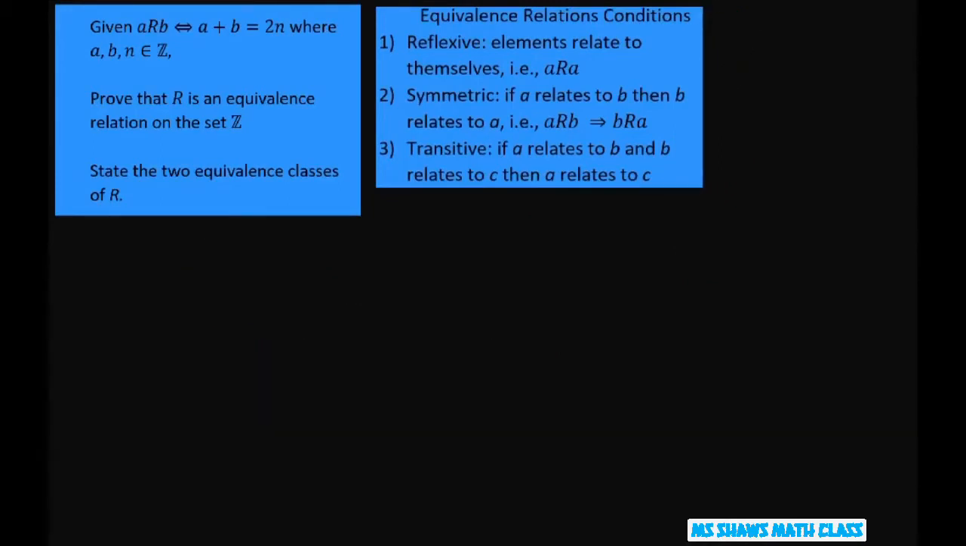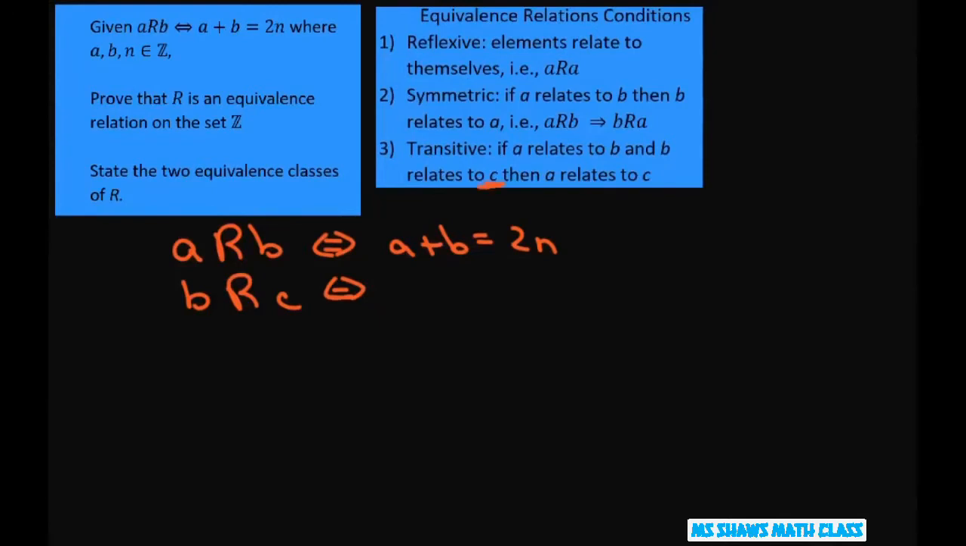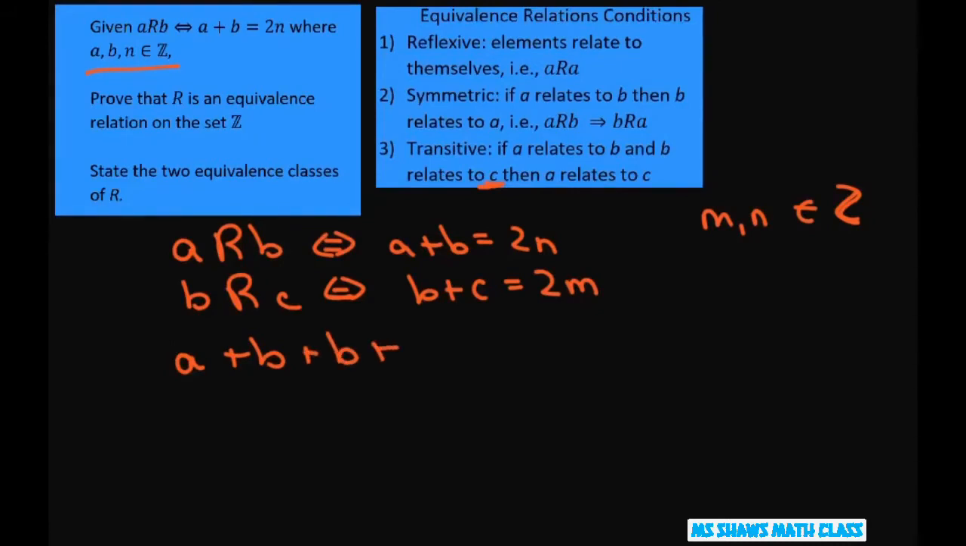All right. And for transitive, we're going to say that A is related to B if and only if A plus B equals 2n, and B is related to C if and only if, we have to add the C here, if B plus C equals 2m. And we're going to let m, and all of this, the m is all integers. So combining this, we get A plus B plus B plus C equals 2n plus 2m.